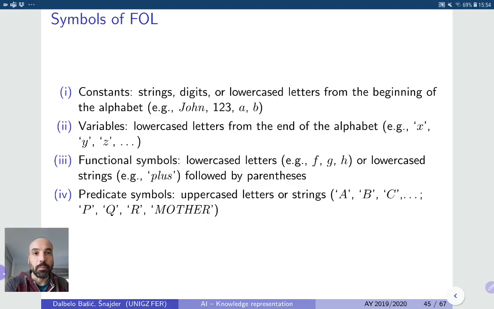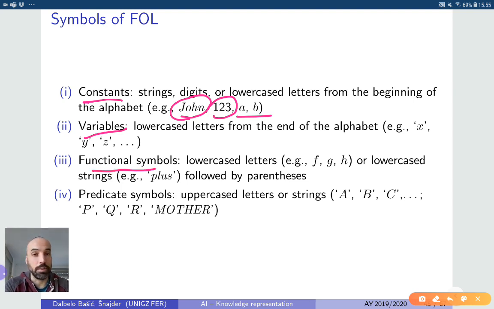So syntax. Again, we start with symbols. What is the alphabet of the language? Now, since first order logic is more complex than propositional logic, the syntax will expectedly be more complex as well. We'll start with introducing constants. Constants are strings, digits, and lowercase letters, and we'll use strings, numbers, and lowercase letters from the beginning of the alphabet to denote constants. We'll also have variables. Variables will be typeset as lowercase letters from the end of the alphabet.